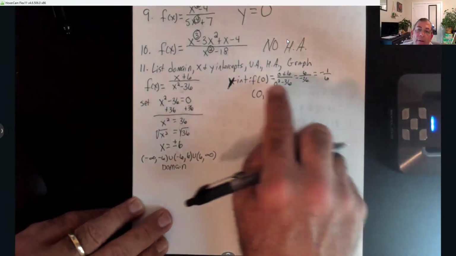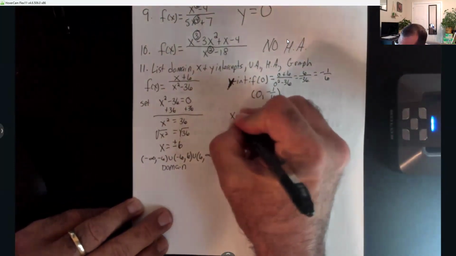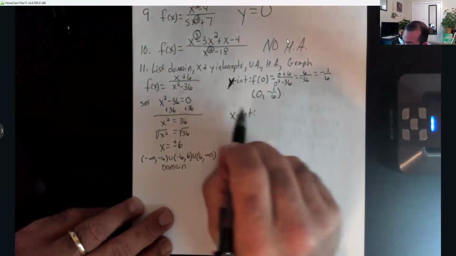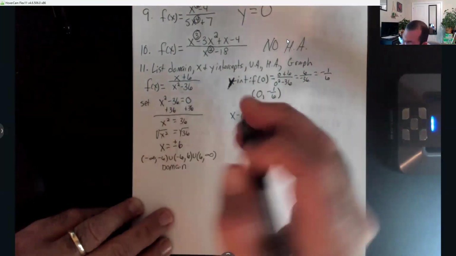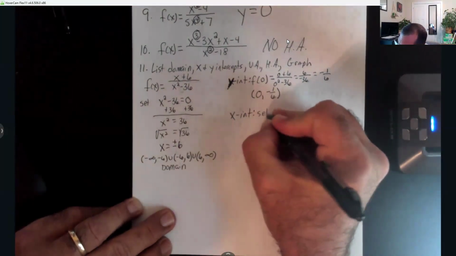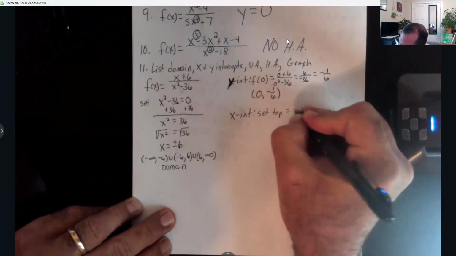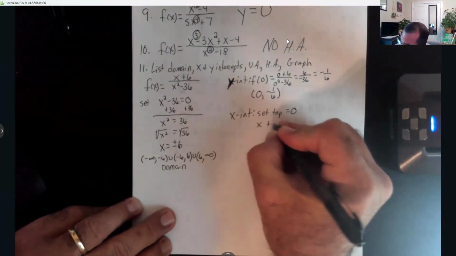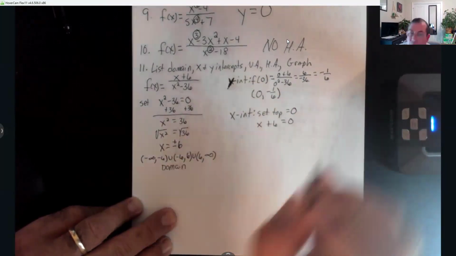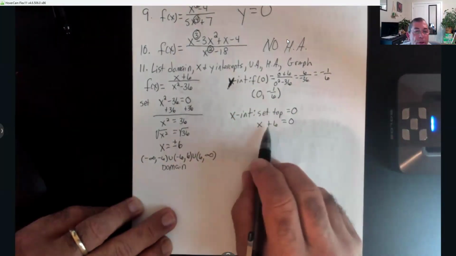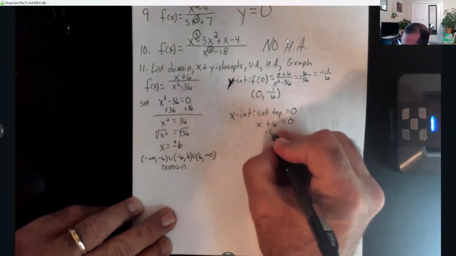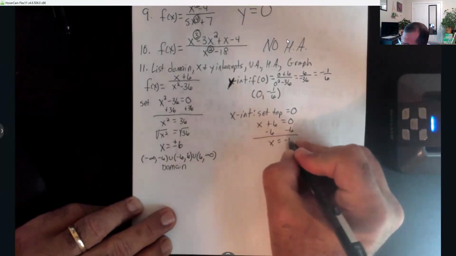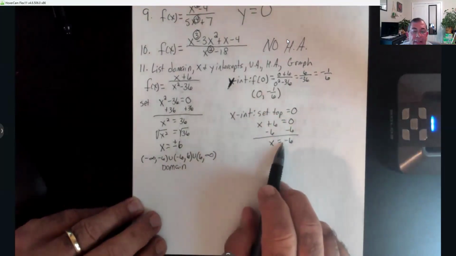Now, to find the x-intercept, you set the numerator equal to 0. So you're going to set the top equal to 0. So y'all, that would be x plus 6 equals 0. So what do we do? We're just going to subtract 6 from both sides to solve that. And I get x equals -6.